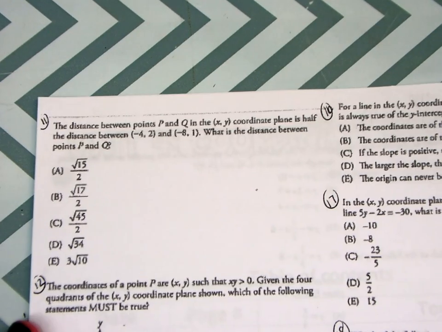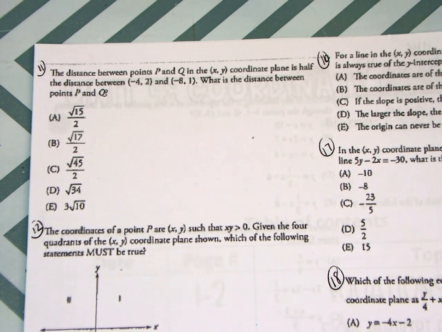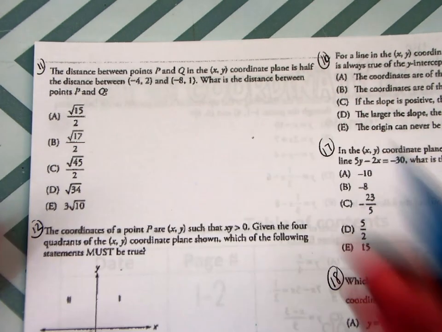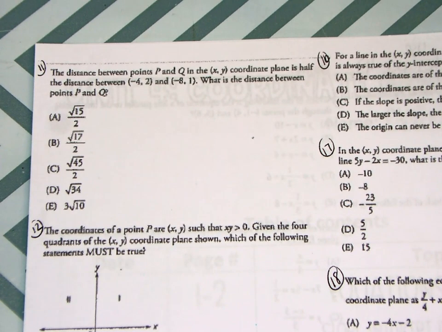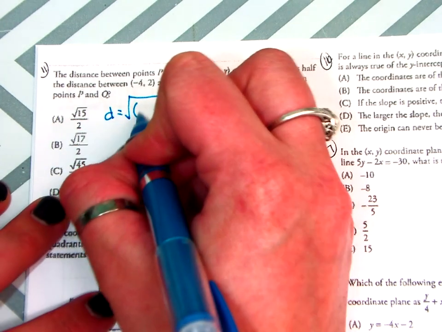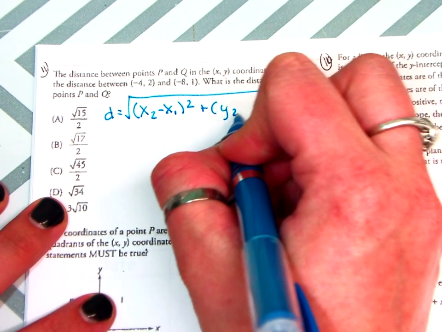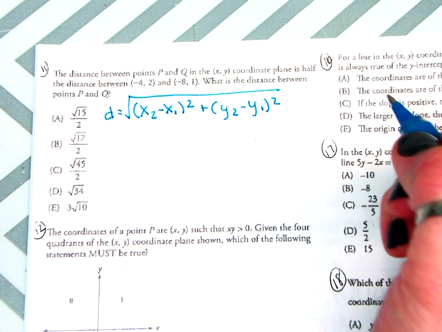All right, number 11, it says the distance between P and Q. We've got P and Q. What is the distance? Okay, the distance between P and Q is half of the distance between these points. So what I would recommend is finding the distance between those points and dividing it in half. So the distance formula is the square root of x sub 2 minus x sub 1 squared plus y sub 2 minus y sub 1 quantity squared.